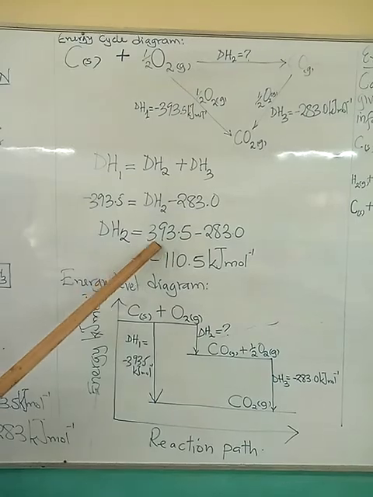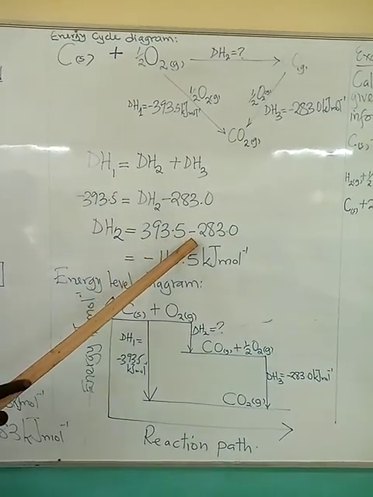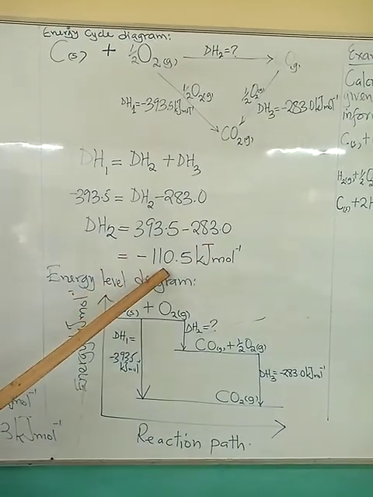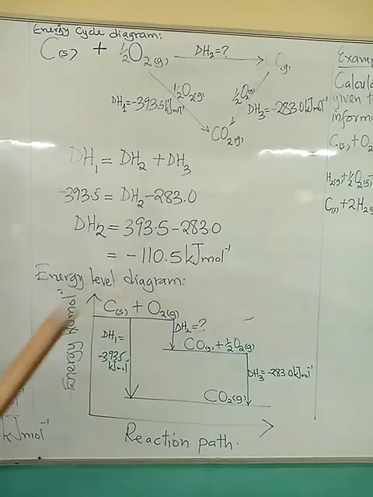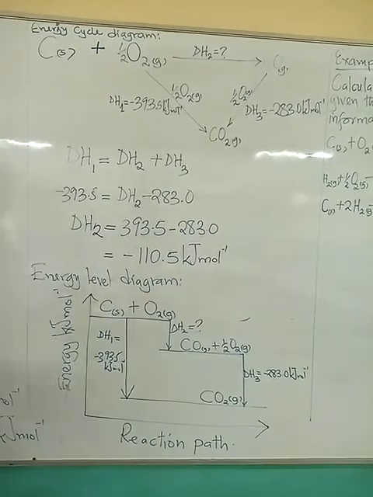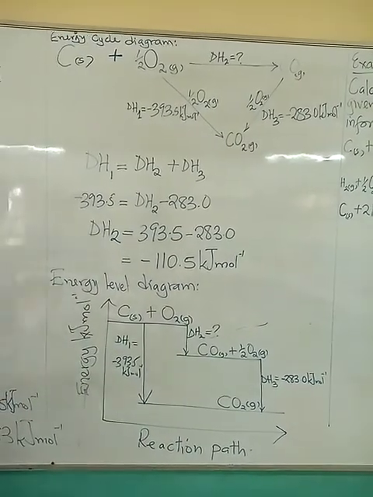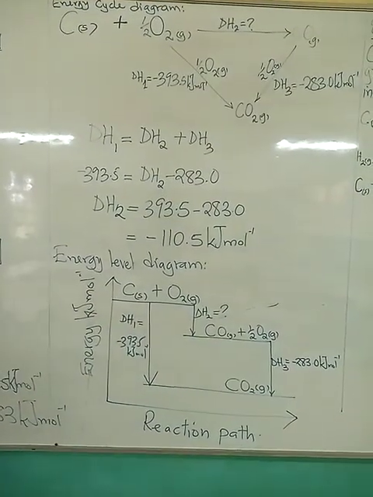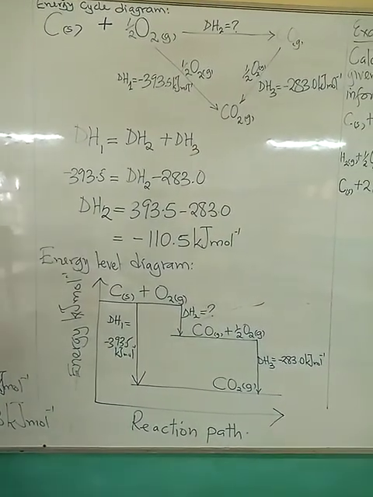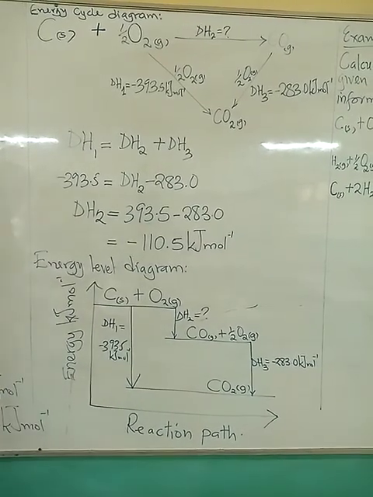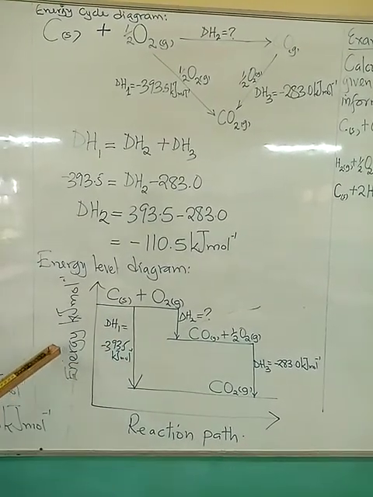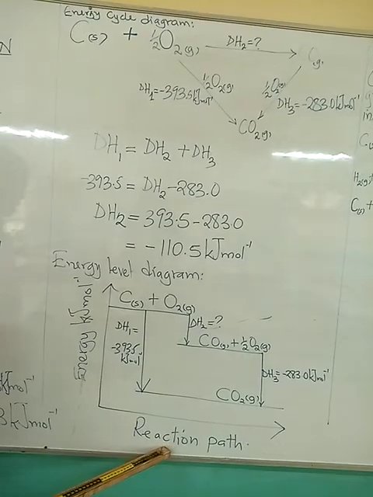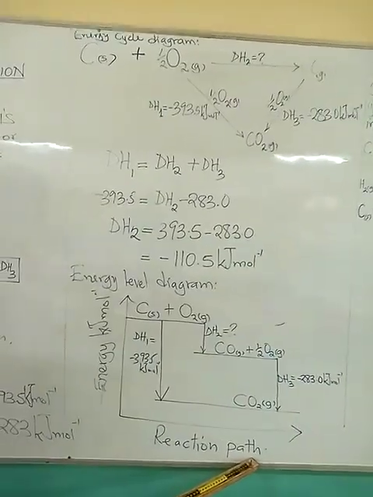Mathematically, if you express negative 393.5 minus negative 283.0, you obtain negative 110.5 kilojoules per mole. The same information can be presented on an energy level diagram. As we had discussed earlier under energy changes, on drawing the energy level diagram, on the y-axis we have the energy that is measured in kilojoules per mole. Then on the x-axis we present normally the reaction path or the reaction course.